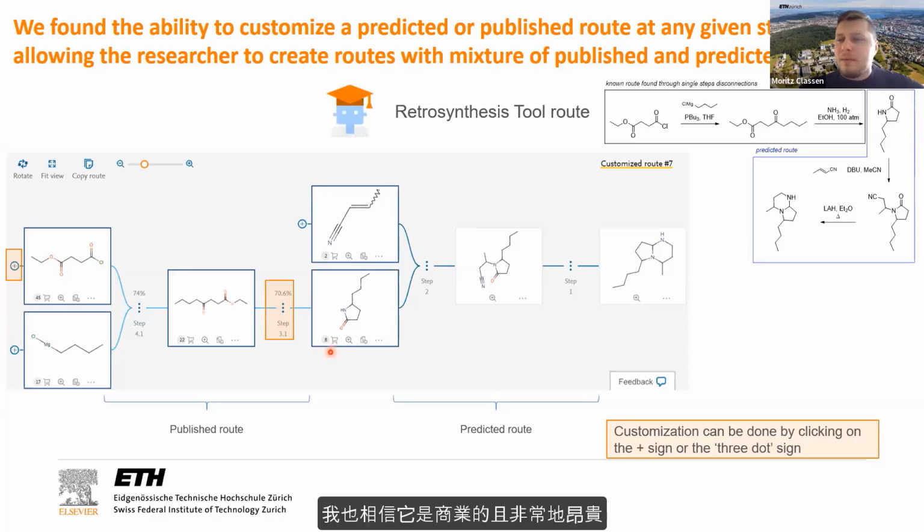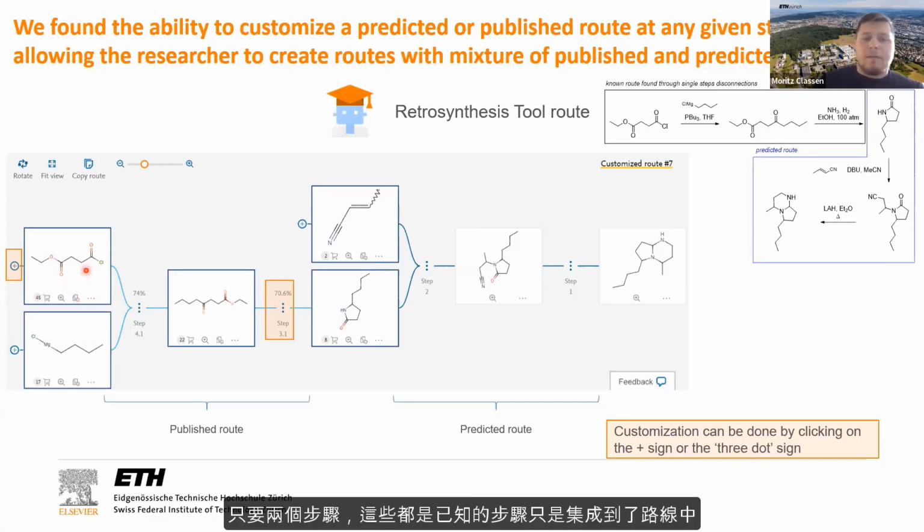And actually, I also believe that it's commercial on Sigma Aldrich. Again, however, it's very, very, very expensive. So if I want to do this, I will not be able to afford this kind of starting material. Luckily, we're able to trace back this molecule here by clicking the plus sign and tracing it back to starting materials that we are more comfortable working with. And we can see this here, just through two steps.